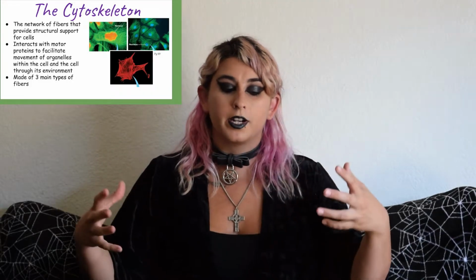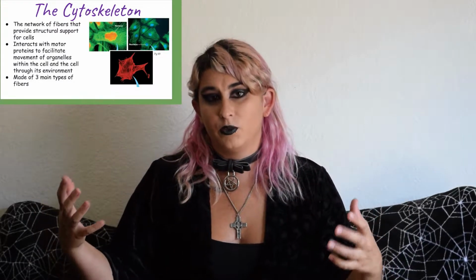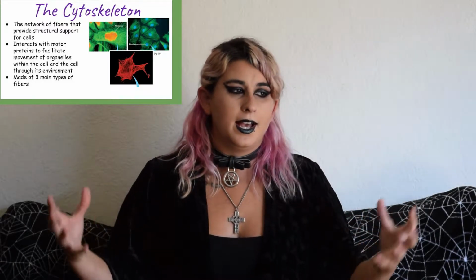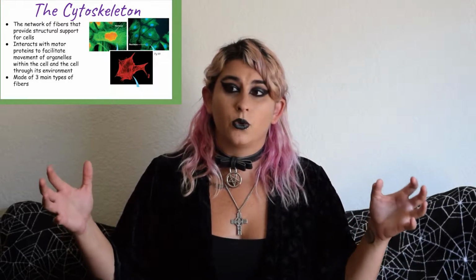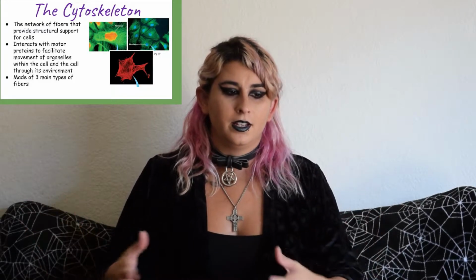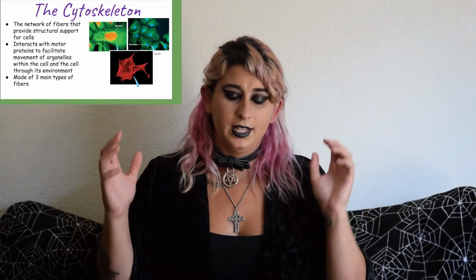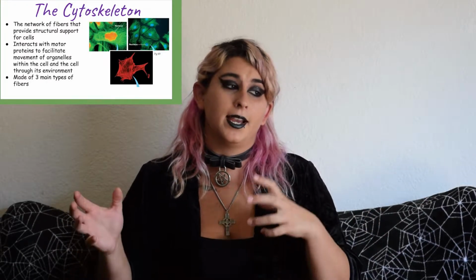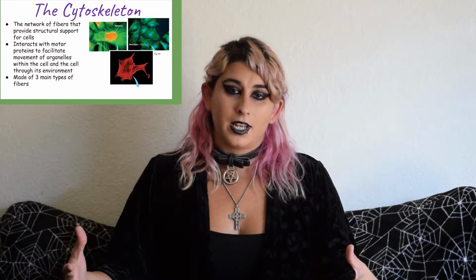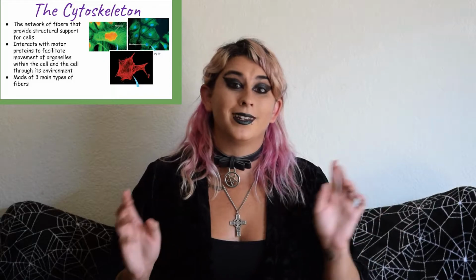And the cytoskeleton is important because it interacts with these things called motor proteins to facilitate the movement of organelles within the cell and also cells through their environment, which is extremely important for single-celled organisms and other things like that, or cells that aren't necessarily an organism on their own, like sperm in animals that reproduce sexually. They need to be motile to reach the egg cell, but we'll talk about reproduction in later chapters. And these cytoskeletons are made of 3 main types of fibers, which we will get into now.